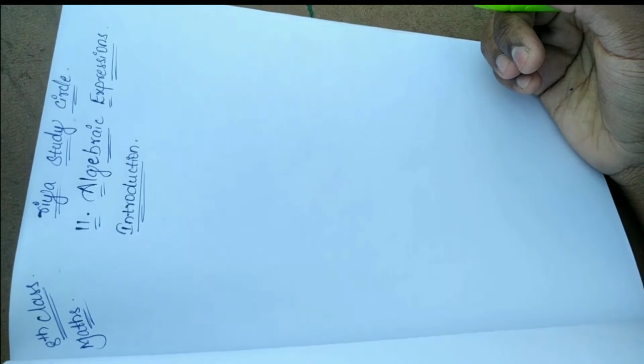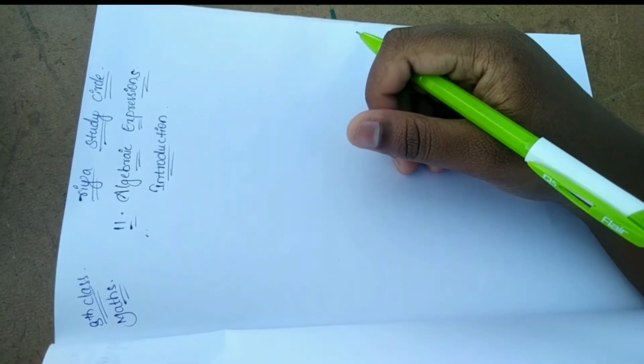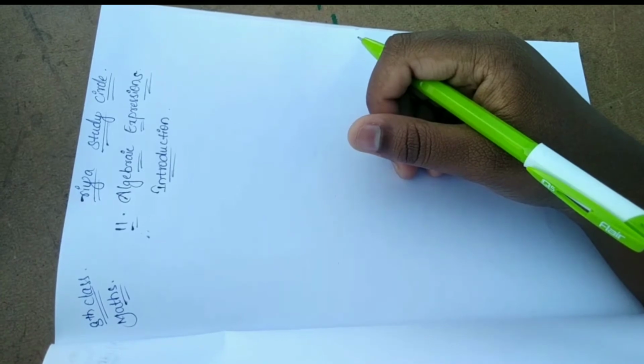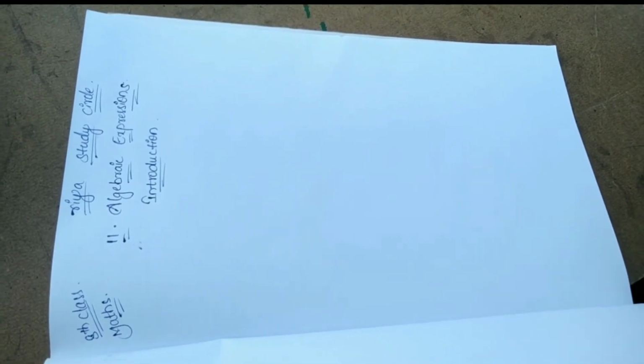Today I am going to explain about 8th class maths chapter number 11 algebraic expressions. So first we have to know what is algebraic expression. In that, let us know about expression. Expression is the terms added or subtracted to form expression, or another definition is single or group of terms combined with the symbols plus or minus is known as expression.